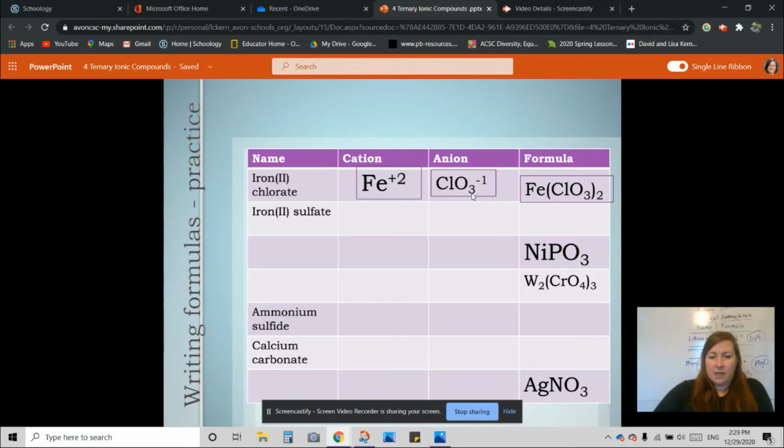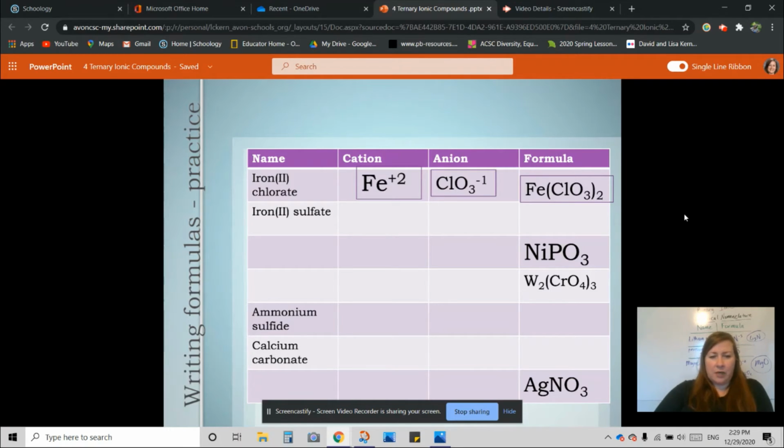Notice the 3 attached to the oxygen in the chlorate ion doesn't go anywhere. It doesn't change. That 3 will always be stuck to that oxygen. It's just a question of whether or not you put any parentheses and then a subscript out here. You don't do any math with the subscripts either. All right, let's try another one.